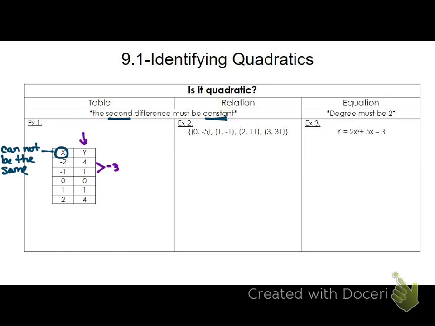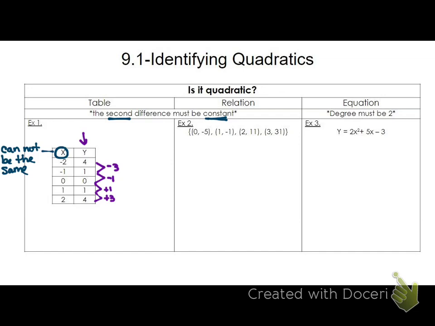So then we're going to find the difference of 1 and 0. So how do I go from 1 to 0? Subtract 1. How do I go from 0 to 1? Plus 1. And then how do I go from 1 to 4? Plus 3. Okay, so this is my first difference. So I found, for the first time, the difference between the numbers in the y. Now I'm going to go and find the second difference using the numbers I just found.